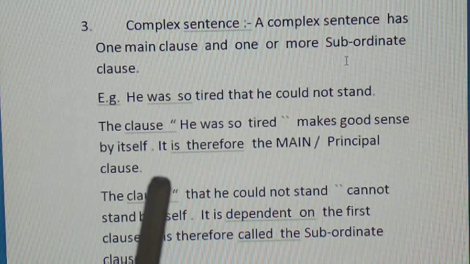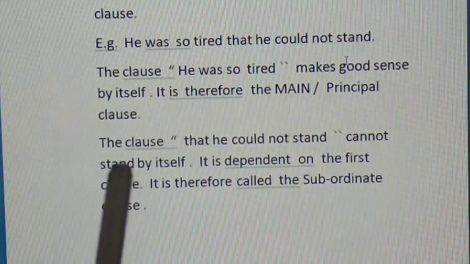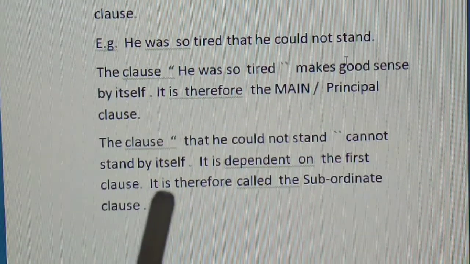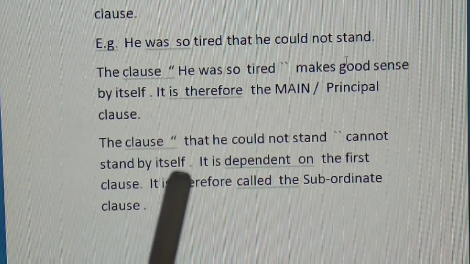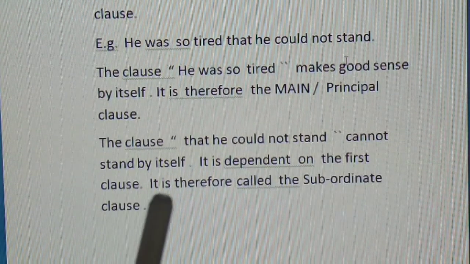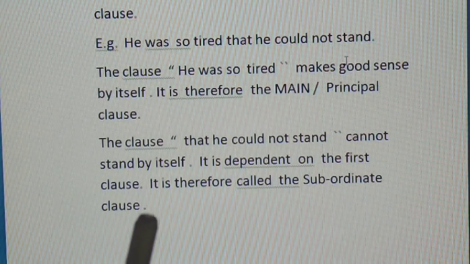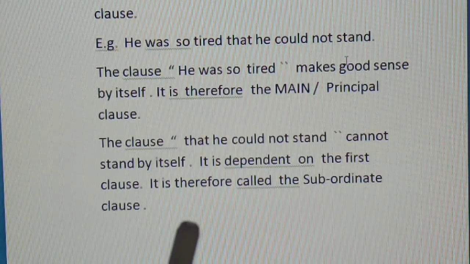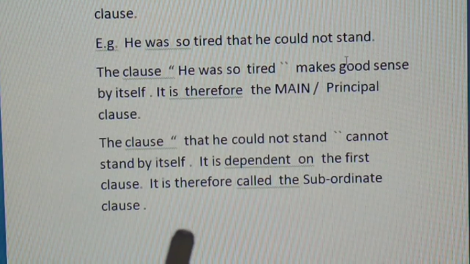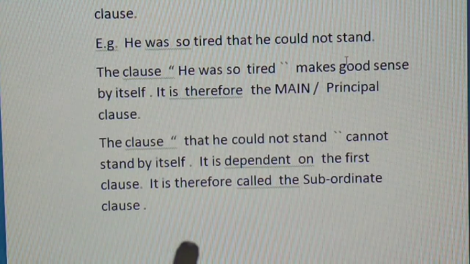Aur other jo subordinate hai wo main clause pe dependent hai. So here the clause that he could not stand cannot stand by itself. Ye apne aap se pura sense nahi de sakta, kyunki main clause pe depend hai, right? It is dependent on the first clause. It is therefore called the subordinate clause. Isliye isko subordinate kehte hain. That he could not stand, ye subordinate clause hai. Kyun? Kyunki ye principal clause matlab main clause pe fully depend hai. Main clause aapka kaun sa hai isme? He was so tired. Is pe depend hai second sentence.